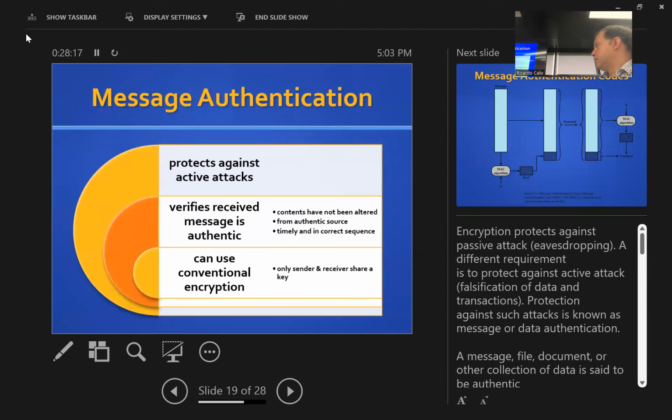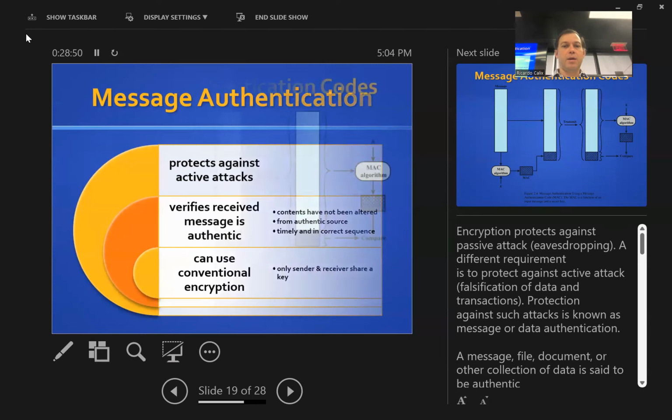So basically hashing, if you will, protects against active attacks. It verifies the received message is authentic. For instance, a key aspect is that the contents have not been altered, right? That's key. It's from an authentic source, timely and in the correct sequence, and can use conventional encryption and share a key. So we've actually looked at an algorithm that does this, which is what we did today.